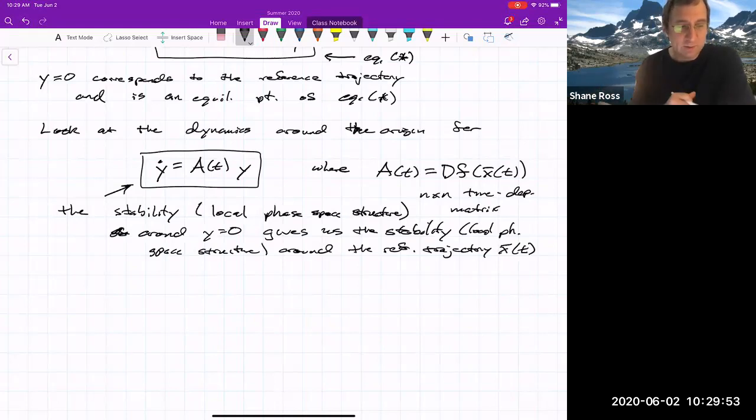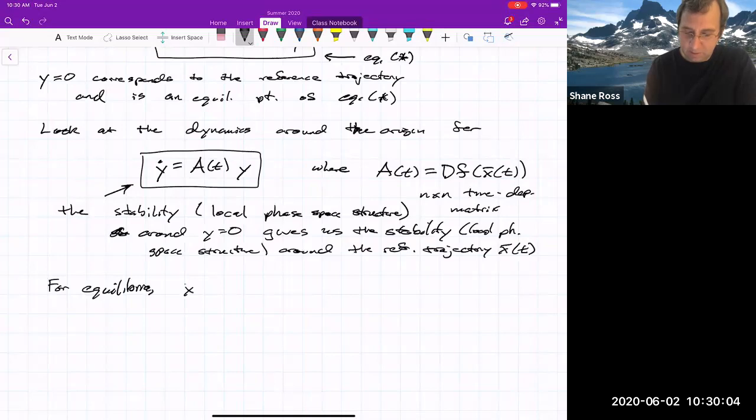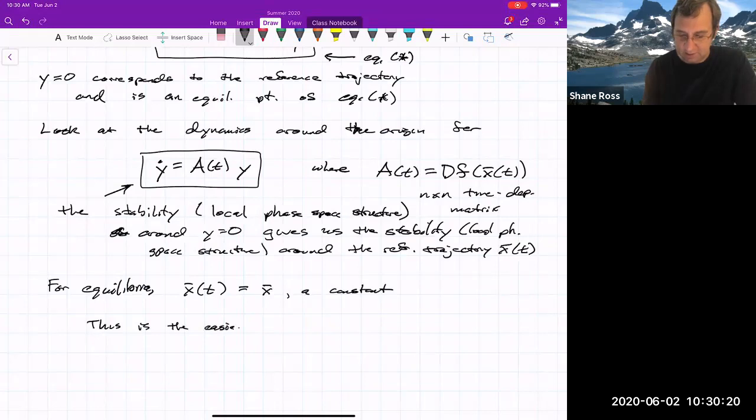But we're going to look at equilibria. And equilibria are the simplest to look at. That would mean that x bar, which is usually a function of time, is not a function of time. It's just x bar, constant. And so this is the easiest case to analyze. Easiest case of a reference trajectory.